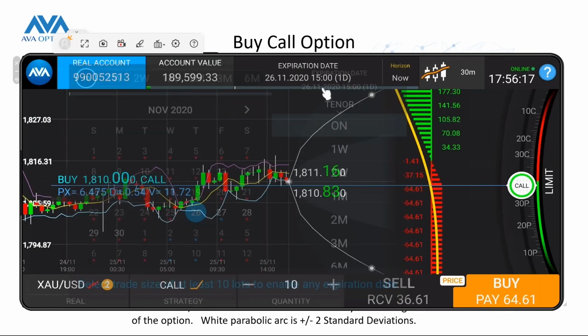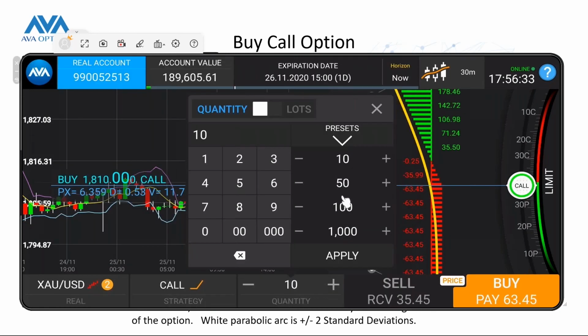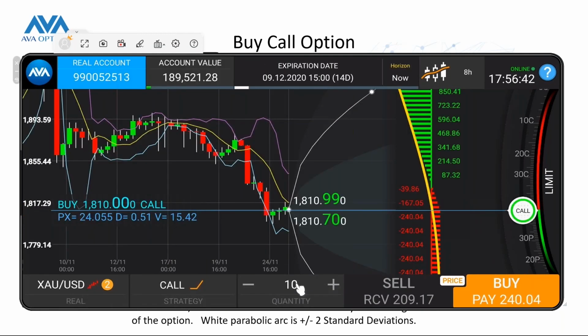In gold, actually, sorry, this is gold. We only go to 6 months, but in currencies, we go to 1 year. And you can choose any date in between as long as your trade size is at least 10 lots. So if I change my size to 10 lots of options, that means 100 ounces, 10 lots is 100 ounces. Everything now is in blue, I can choose any date.